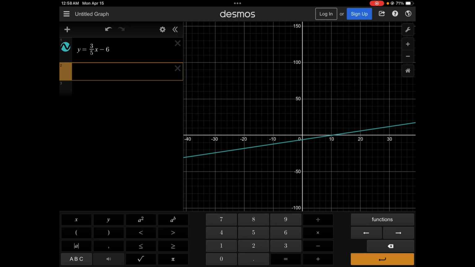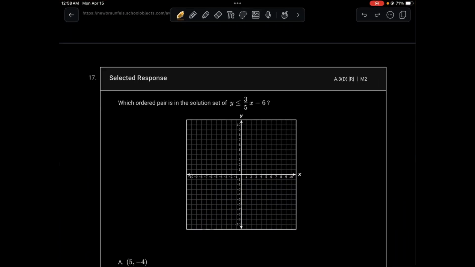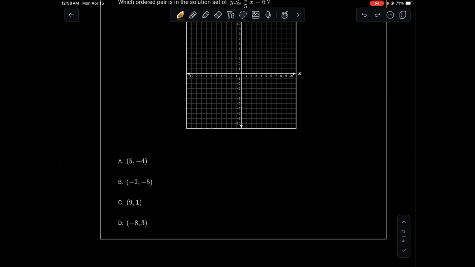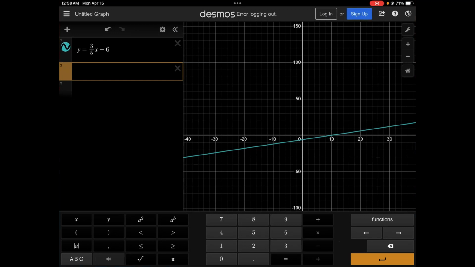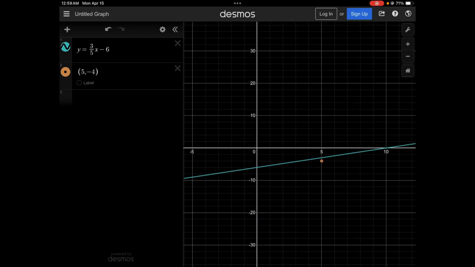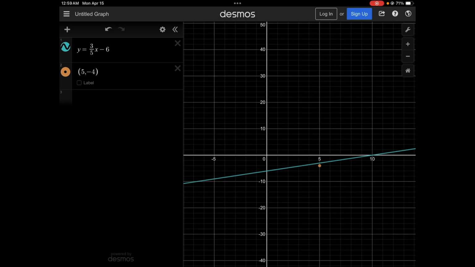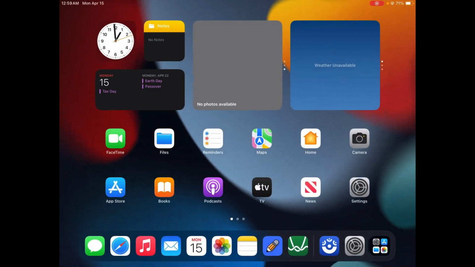On the other hand, I can imagine that it's going to be the lower part of it. So I'm going to plot those points and see which ones are on the lower part or on the line. Let's plot (5, -4) and see where that is. That is on the lower part. That works. That's in the solution set. Let's confirm that the rest are not.